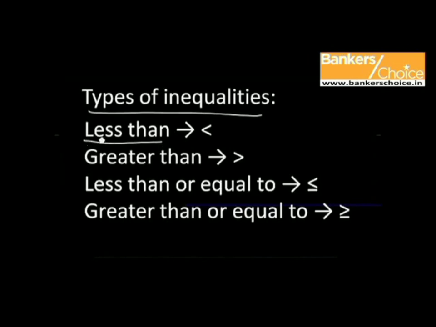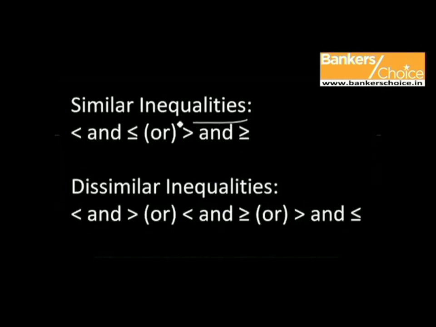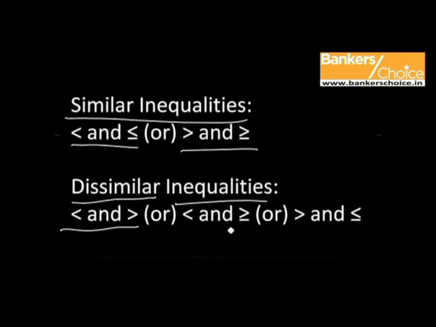The first one is less than, which is represented with this symbol, greater than, less than or equal to, and greater than or equal to. Now let us see what are similar inequalities. Less than and less than or equal to, or greater than and greater than or equal to are called similar inequalities. Dissimilar inequalities are a combination of different types of inequalities, for example less than and greater than, or less than and greater than or equal to, or greater than and less than or equal to.